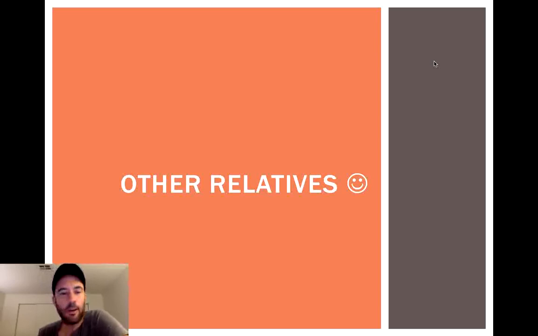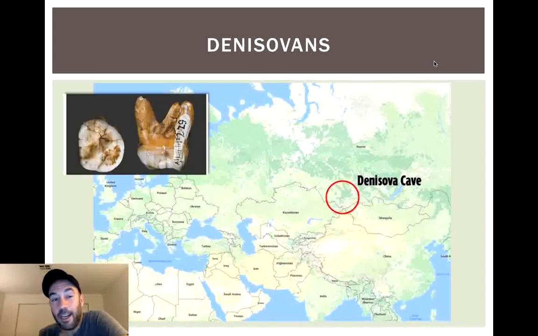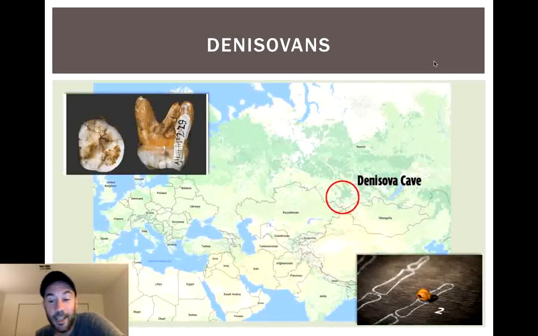There are some other relatives of ours around this time. We have Denisovans, who are so called because they are from Denisova Cave, which is in Siberia in modern Russia. But you see there, it's in sort of Central Asia, Eastern Central Asia, if you will, like right in between Kazakhstan and Mongolia, where we found a molar and a little tiny part of a pinky. Maybe we found a little bit more, but that's basically it.